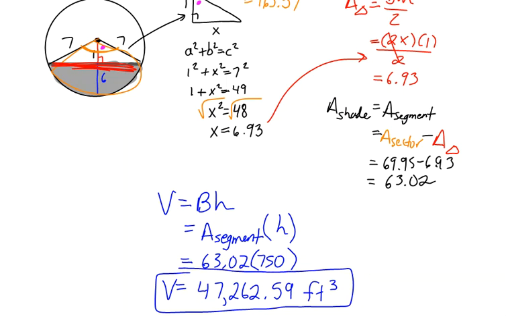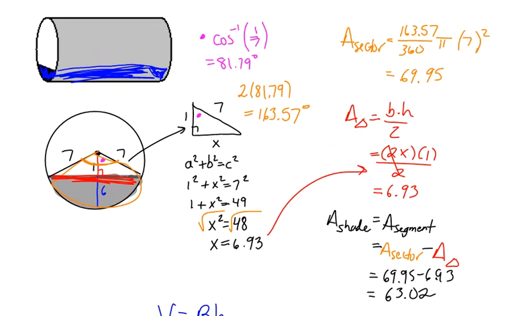So essentially, it's a problem that we've really looked at before, finding the area of a segment, and then once we find the area of the segment, we multiply by the distance between those bases, which is really the length of the sewer pipe.